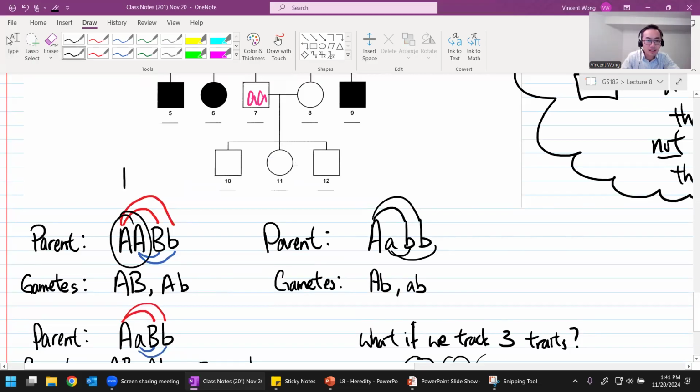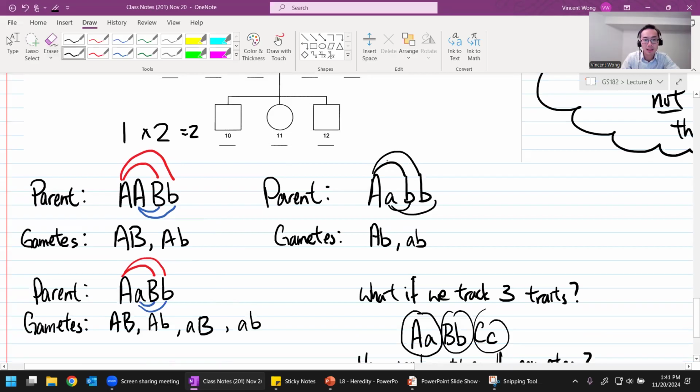Only one choice here. It's either big A or big A, so really one choice. For big B, small b, two choices. 1 times 2 equals 2. You have two possible gametes. Big A, small a, two choices. Small b, one choice. Two possible gametes. 2 times 2 equals 4. 4 possibilities. Is that okay?